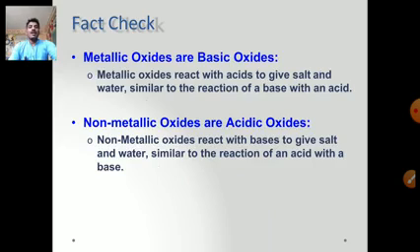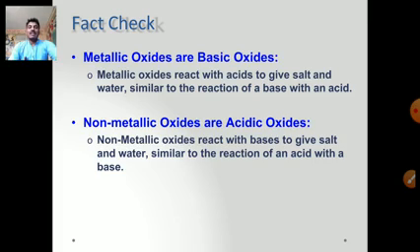Next one is the fact check. Metallic oxides are basic oxides. Metallic oxides react with the acids to give salt and water, similar to the reaction of a base with an acid.